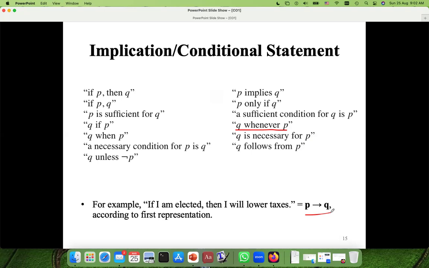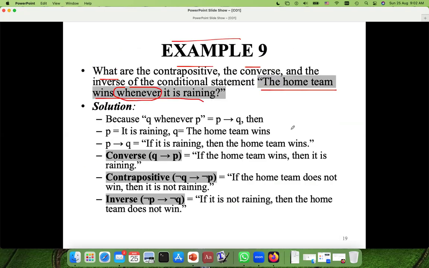Okay. So this is Q whenever P. This is the pattern here in this example. The home team wins, and whenever, and this second sentence. So the first sentence is now Q, this is whenever, and the second sentence is P.